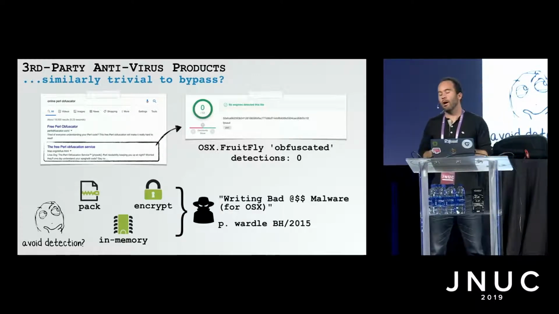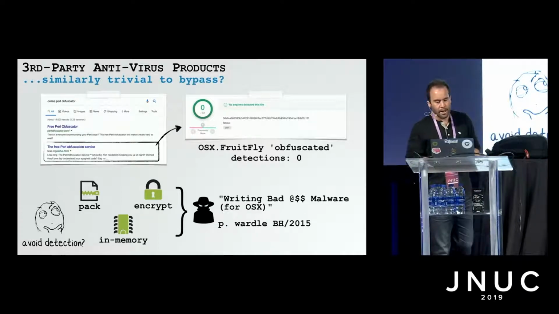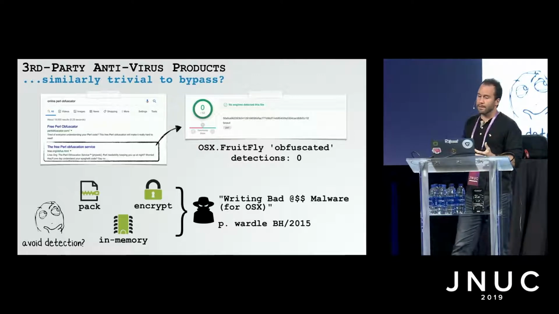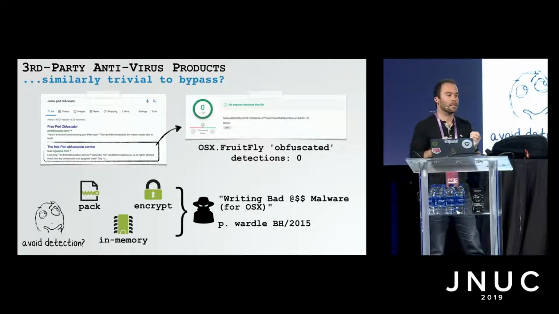All right, I briefly want to mention bypassing third-party security products, because these are becoming more and more common on Mac systems. We're going to focus on antivirus products. Now, this has been talked about a lot before, and this is kind of a well-known fact. Most antivirus products, especially on macOS, are signature-based.